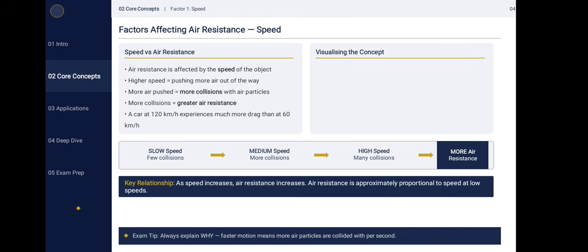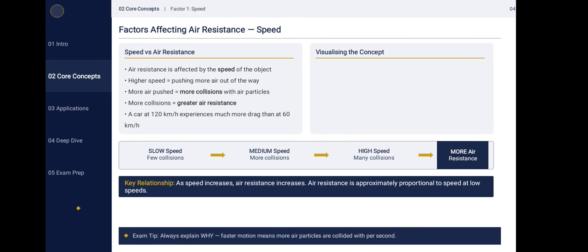This is why air resistance isn't a constant force, it grows as you speed up. Think about a cyclist. At a very slow pace, they hardly feel the wind. But as they pedal faster, the wind, which is actually the air resistance, becomes a powerful wall that they have to push against.